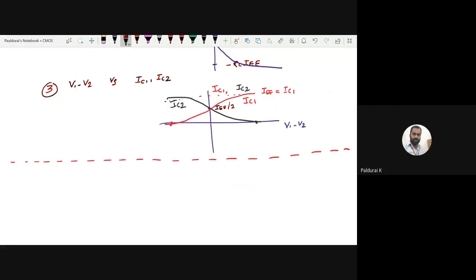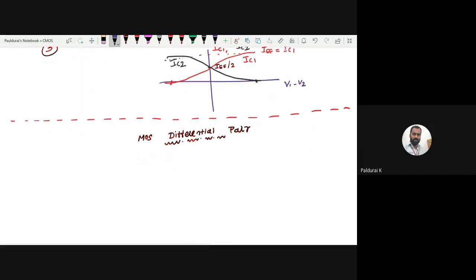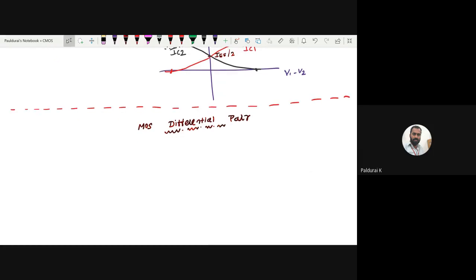Can I move to the MOS differential pair? Once the BJT differential pair is understood, I want to give some additional insights in the MOS differential pair because we are studying CMOS. So let me draw the MOS differential pair first. This time instead of BJT, I will first go with NMOS. So what can we do first, take one simple common source stage.